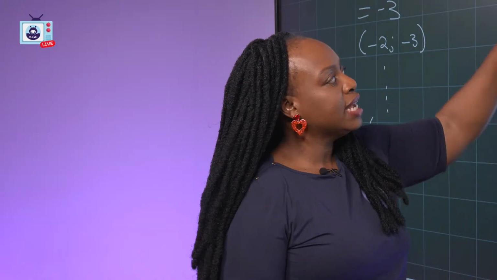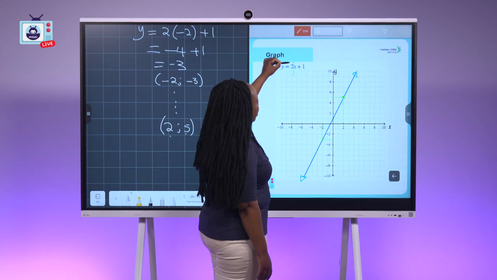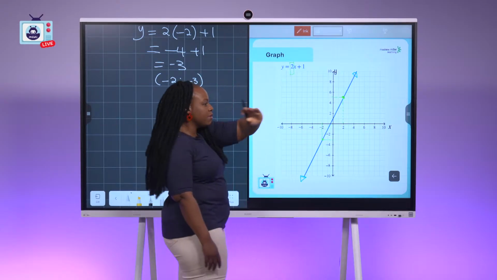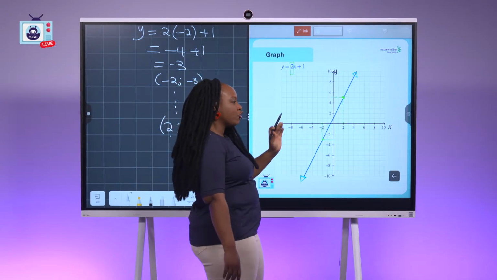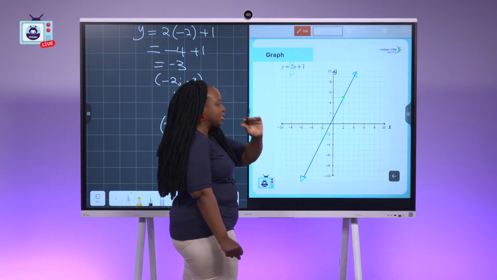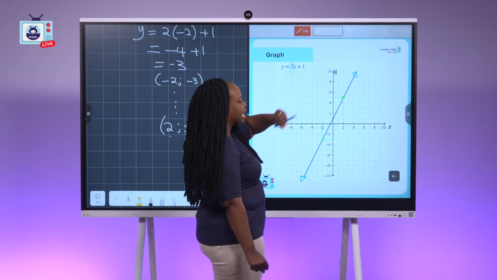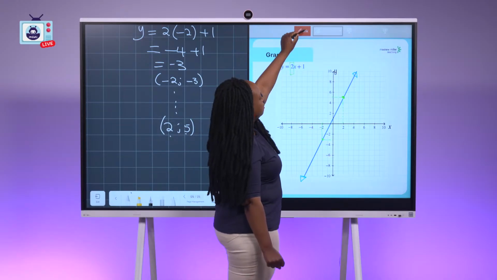Another note to take is that my gradient, therefore, is a positive 2. Can you see my slope, how it goes? It goes from the left to the right, upwards. That's how the slope is going there because I have a positive gradient.